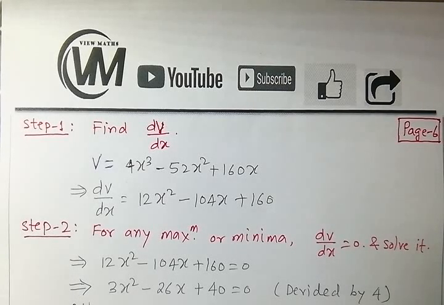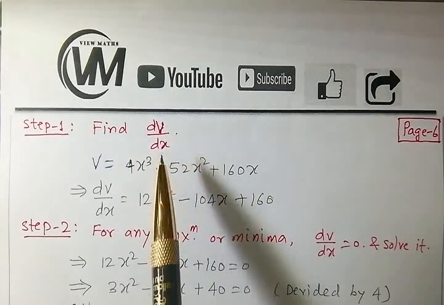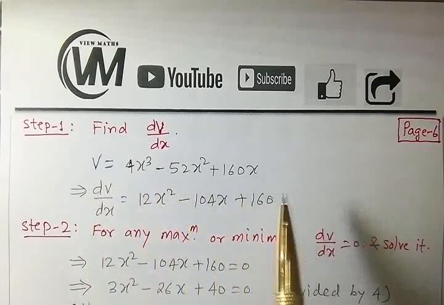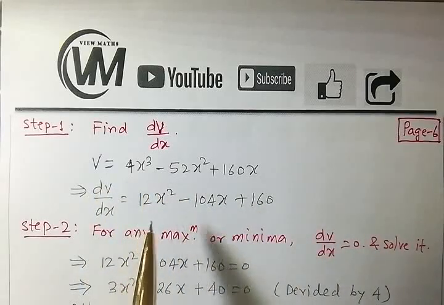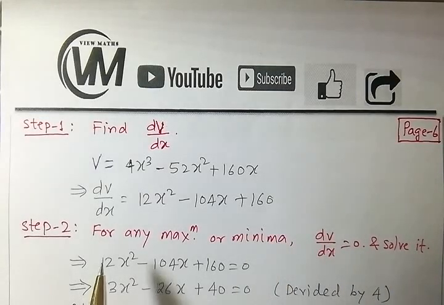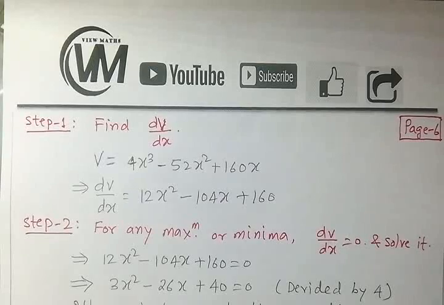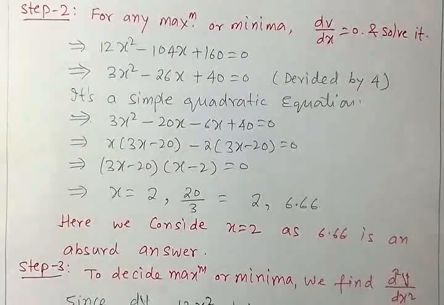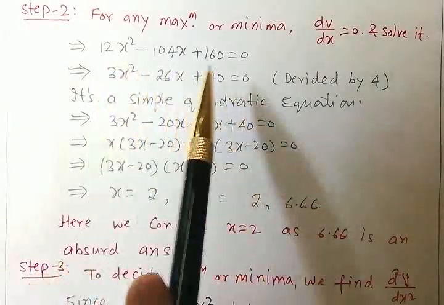Now once a function is generated, let us start with the procedure, the working rule. What is the first step? Find dv by dx, not dy by dx. It is dv by dx. This is the volume. Differentiate it. We are getting 12x square minus 104x plus 160. For any maxima or minima, dv by dx is equal to 0. The second step: let us equate the equation to 0.